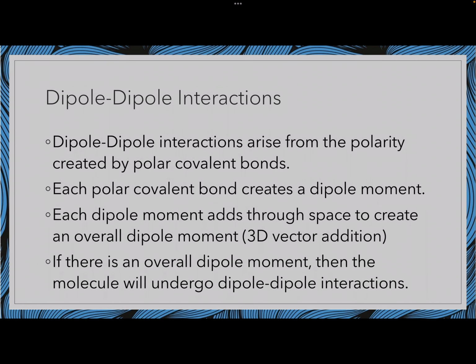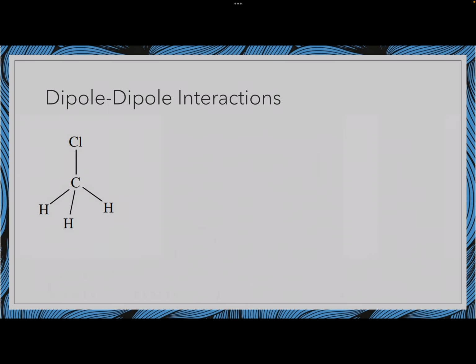Now, if there is an overall dipole moment, then the molecule will undergo dipole-dipole interactions. So here we have an example of one that has those dipole-dipole interactions. So this is chloromethane. Basically what we've got here, we've got carbon in the center, some hydrogens around the outside at the bottom, and the chlorine at the top.